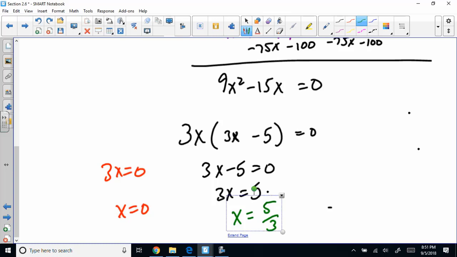So 3x equals 0, you got rid of your 3x. Divide both sides by 3, right? 0 divided by 3 is 0. And I got x equals 5/3, right? Okay? Y'all like it? It wasn't as bad as we thought.